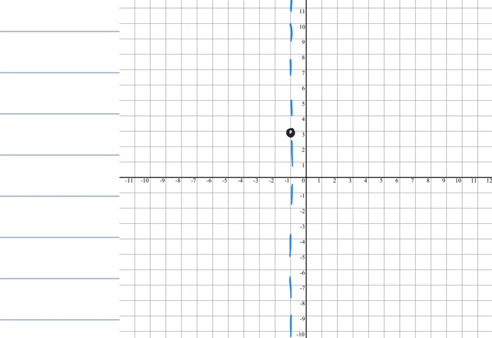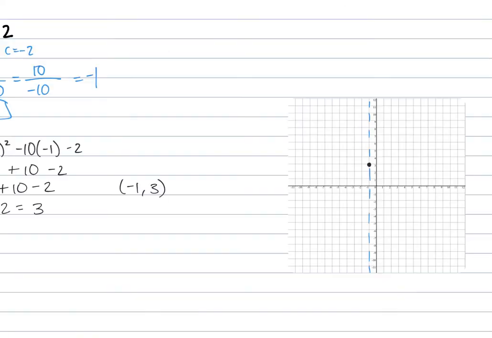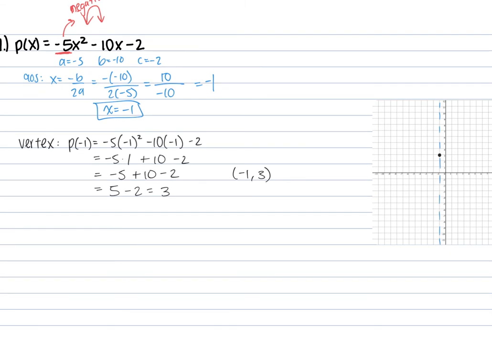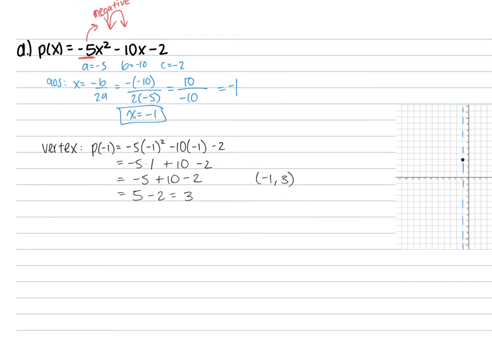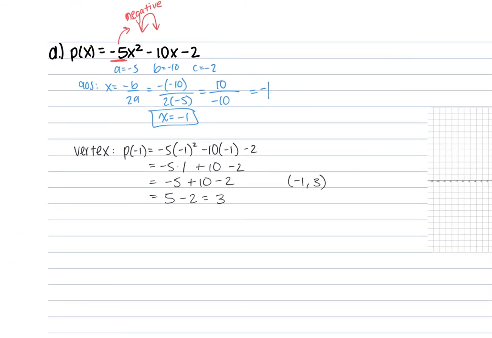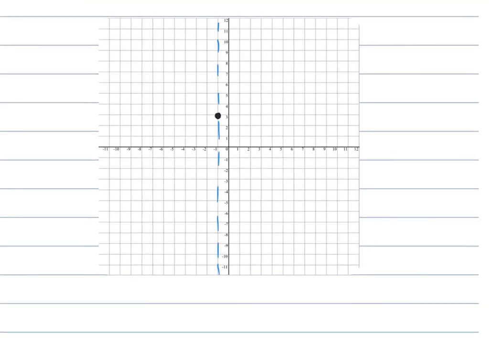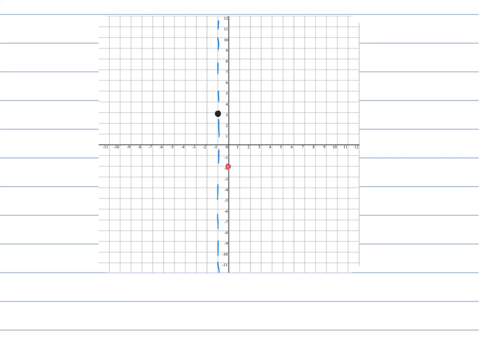Why am I happy when I put my point here? What checks out so far? Because it's on the axis. My vertex lies on the axis of symmetry. That's excellent, okay? And the last thing that I need to do, guys, what do I use? Yep, the C value. So my C value was? -2. So what's my y-intercept? 0 comma negative 2.